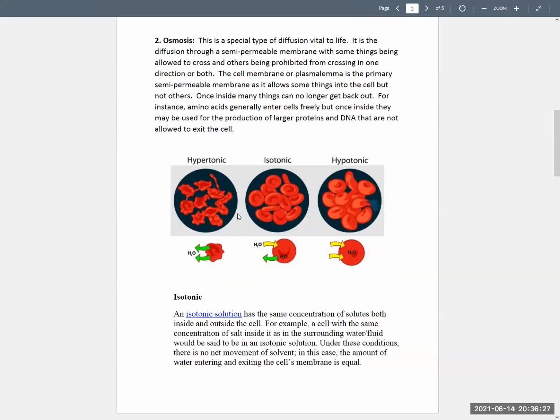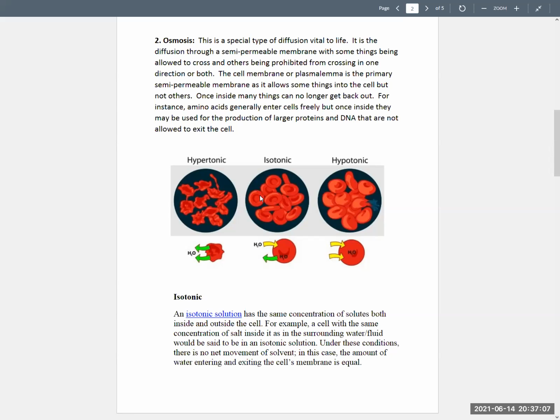We have three situations here using red blood cells. And I'm going to start with the one in the center, which is called isotonic. The membrane to be crossed is the red blood cell membrane. If the concentration of salt in the saline solution of the blood is the same concentration as inside the red blood cell, then there's no cause for movement of the salt.